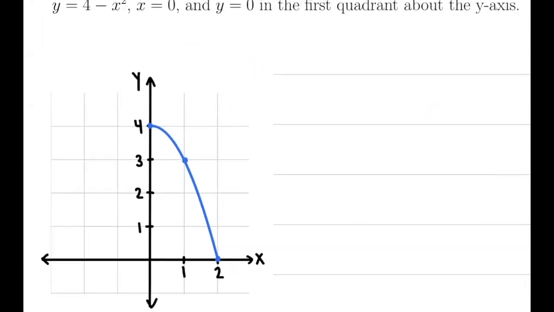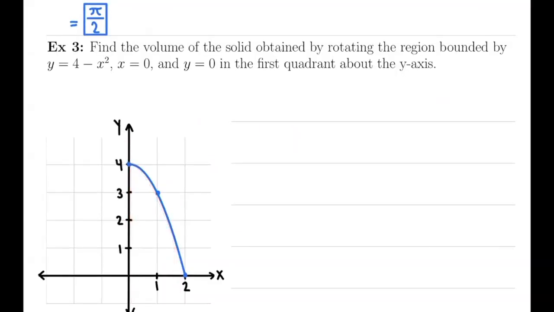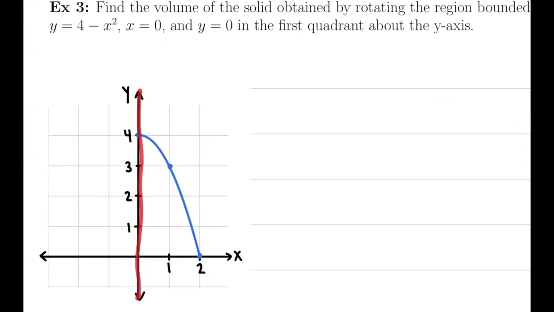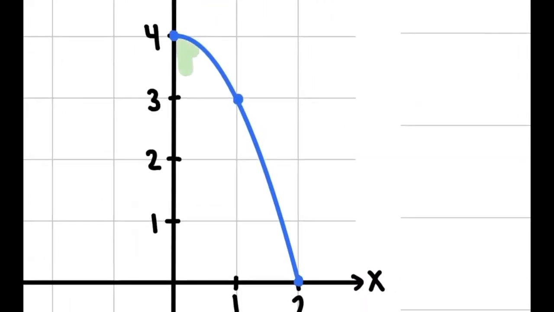And I'm just graphing the right half of this parabola because the problem says in the first quadrant, and we're bounded by x equals 0, which is the y-axis, and y equals 0, which is the x-axis. So you don't have to graph the whole thing. All right, and we're rotating this about the y-axis. Let me also shade in this region. Is there not a fill function? No.